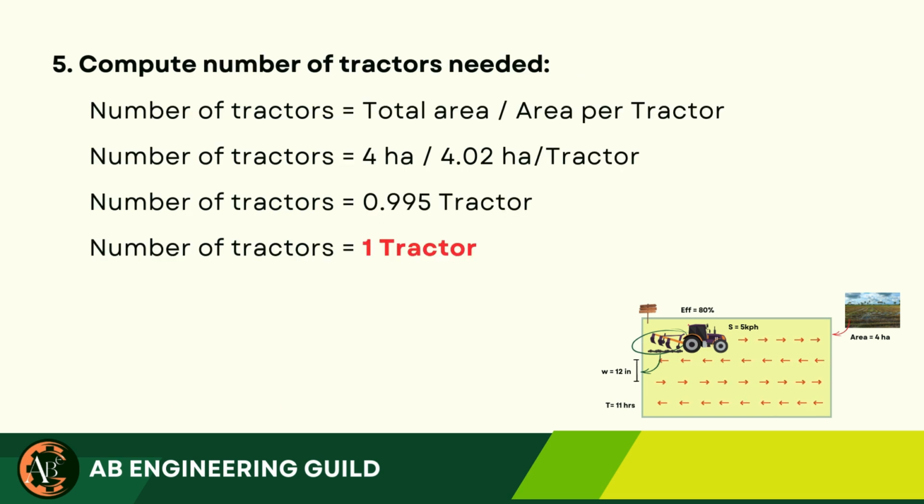Finally, we compute the number of tractors needed. Based on our earlier calculations, if one tractor works continuously for 11 hours, it can cover approximately 4 hectares of land. And since the total area of the field is exactly 4 hectares, that means one tractor is enough to complete the job within the given time frame. No need for extra machines.